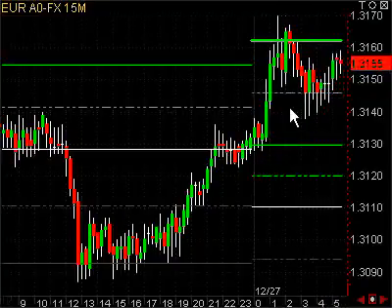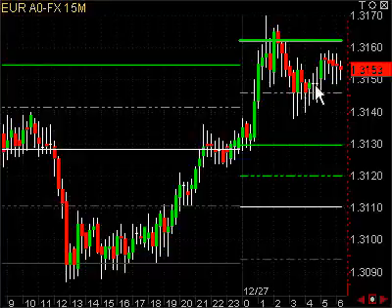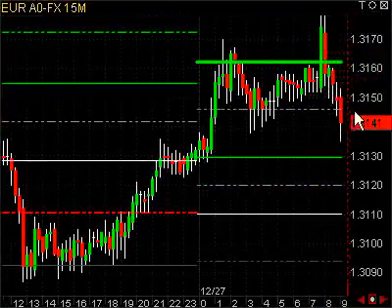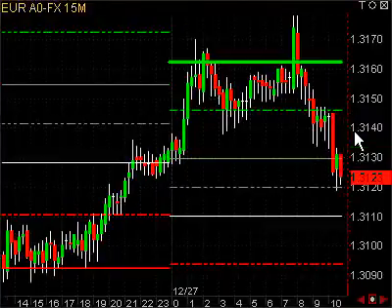You scroll into the future, you can see this midpoint here acts as support, and as long as the market's above this midpoint right here, you're looking for the market to try to go higher. Once this midpoint here gets broken, you're looking to short. Watch what happens. You go short right here, and you can see the market pulls back down.